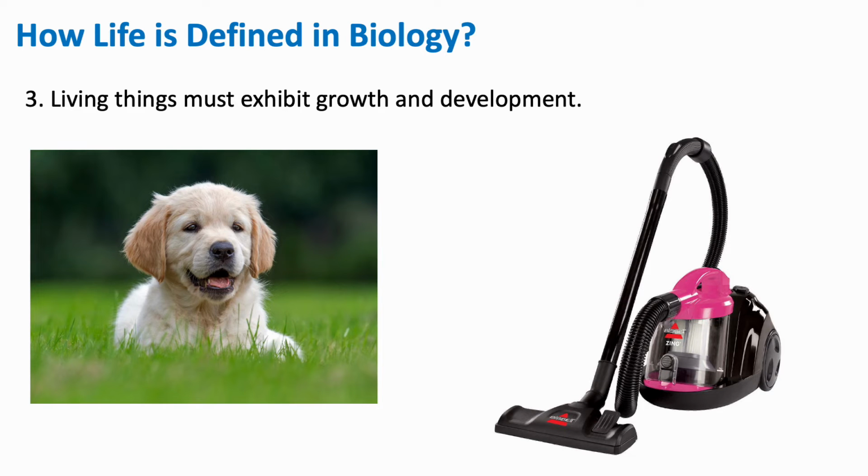Third characteristic is that living things must exhibit growth and development. Can a dog grow and develop? Of course. We start off with a baby dog, and over time it'll grow, it'll mature, it might get hairier, it might get larger, it'll gain the ability to run faster maybe. But what about a vacuum? Can a vacuum grow and develop? Not really. A vacuum does not grow and develop. It does not exhibit that characteristic.